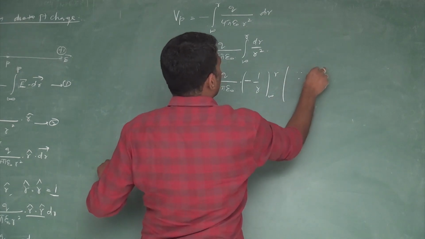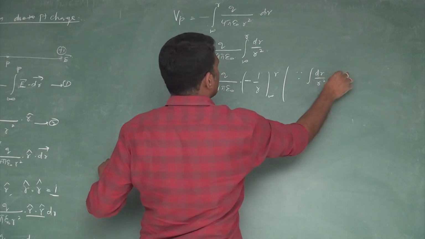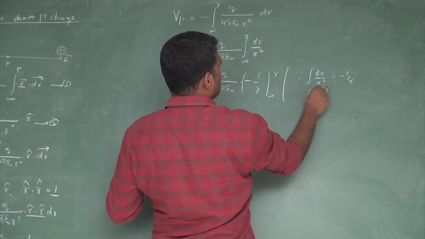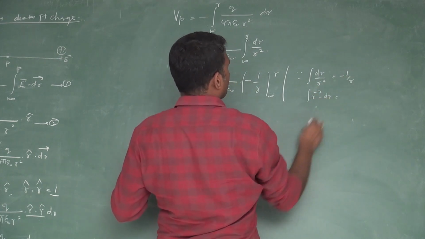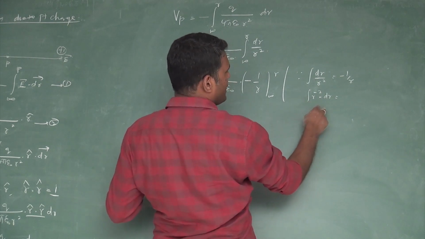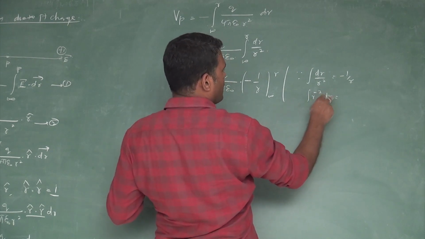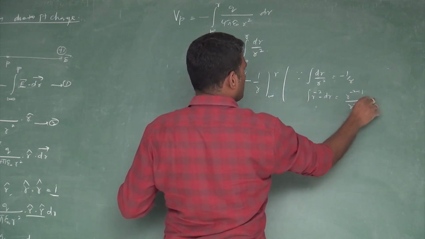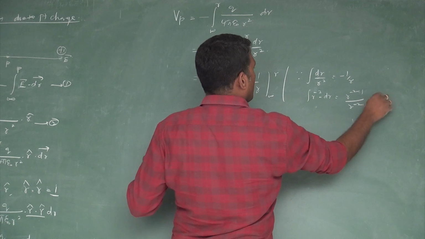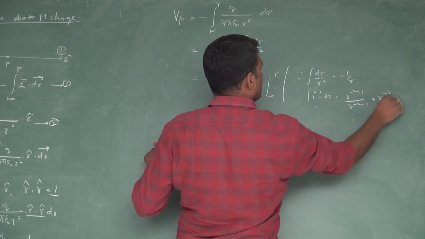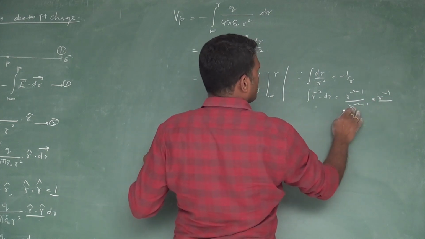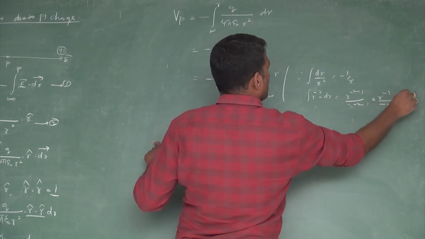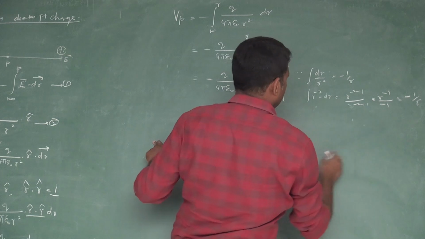Since integral dr by r square is equal to minus of 1 divided by r. This is the expression r power minus 2 into dr. Using the formula, integral of x power n into dx is x power n plus 1 divided by n plus 1, we get r power minus 2 plus 1 divided by minus 2 plus 1, so r power minus 1 divided by minus 2 plus 1, this is minus 1. So minus of 1 divided by r.